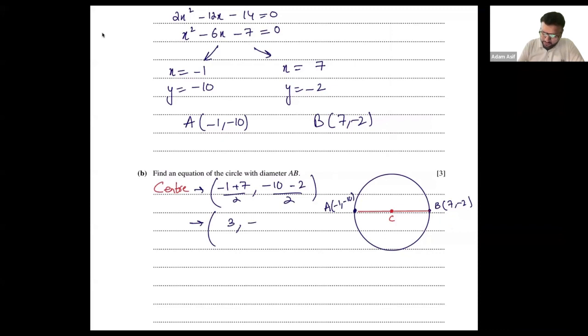Minus 12 upon 2, that's minus 6. For the radius, you're going to find the distance between this point and this point, or if you're not sure about the C coordinates, you can find the distance of AB and divide that by 2. So radius is going to be half times the distance AB, and the distance AB is going to be x2 minus x1, the whole thing square, plus y2 minus y1, the whole thing square.